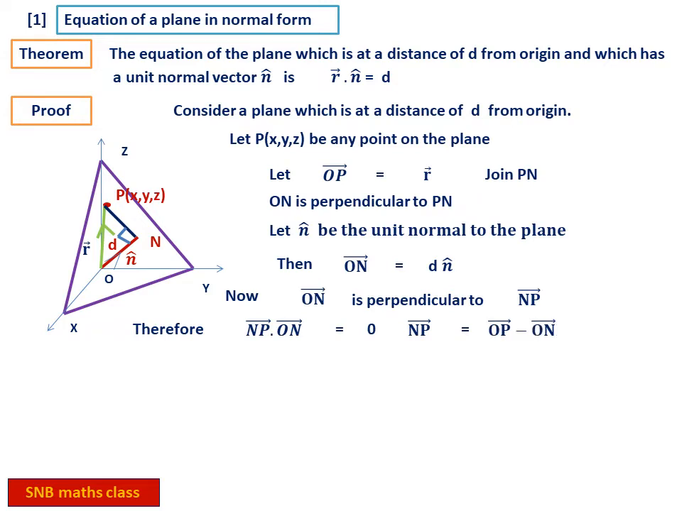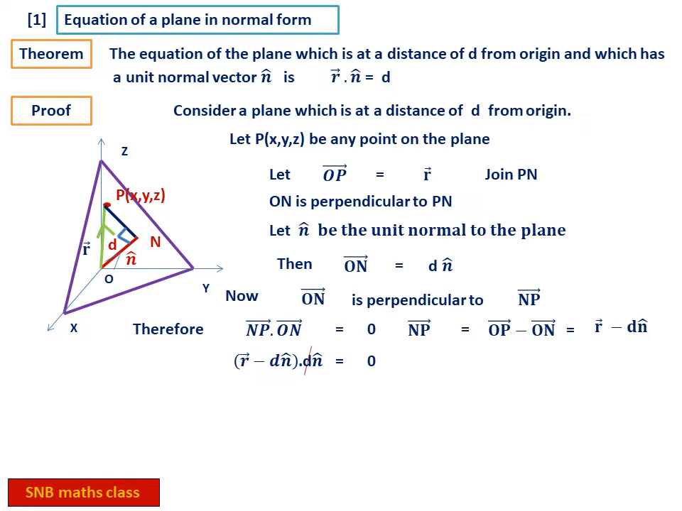You can look at the diagram. NP will be OP minus ON. This is the definition of vector actually, so difference between the position vectors. So it is R minus DN. OP is R, ON is DN. Therefore, substitute: NP is R minus DN dot ON is DN.